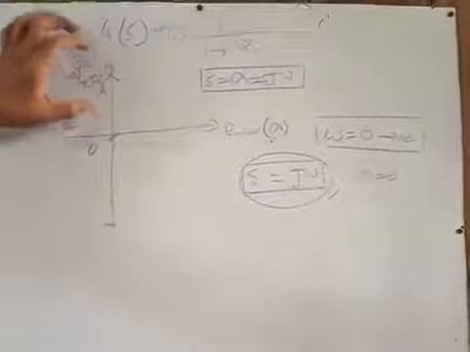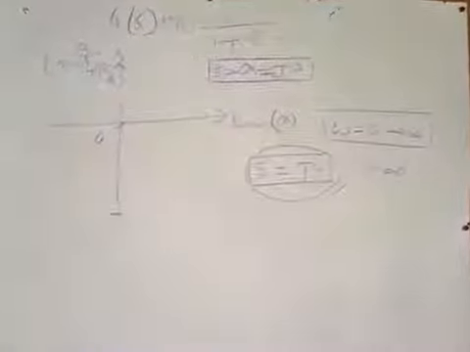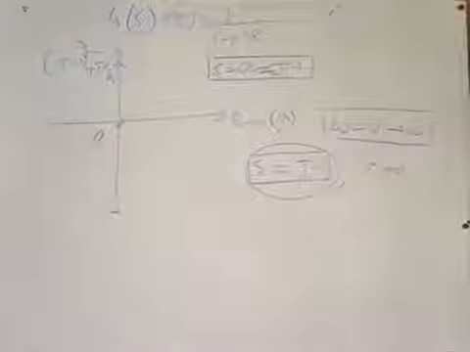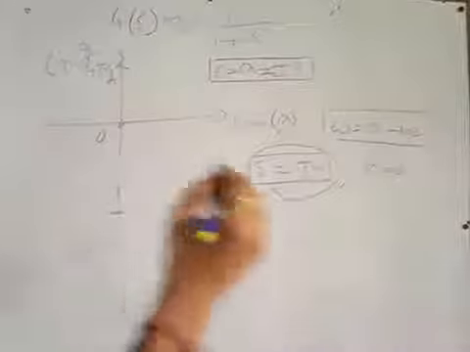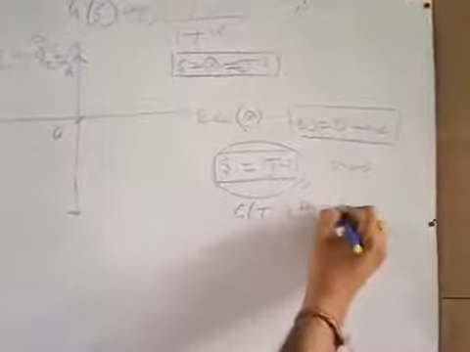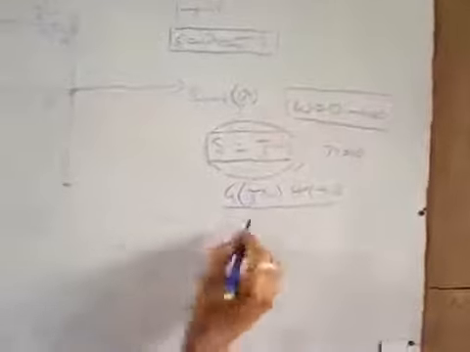If you move along the s plane from 0 to A, omega is varied from 0 to infinite, and corresponding to that you get the polar plot of this transfer function. You get the polar plot.